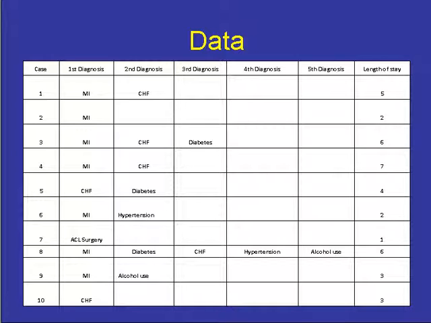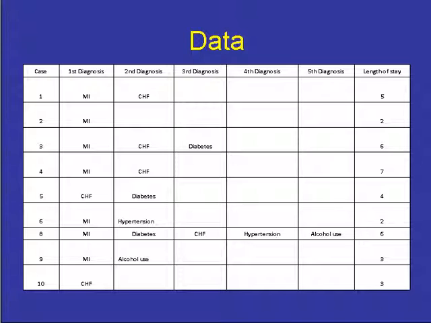To find our severity index, we were given the data below. On the left, the case number, and in the middle, the diagnoses, which include 6, which are MI, CHF, diabetes, hypertension, ACL surgery, and alcohol use. Because ACL surgery only occurs once in the 10 cases provided, we will be removing it for more cohesive data. Also note on the far right the length of stay, which goes according to the case number and the diagnoses presented.